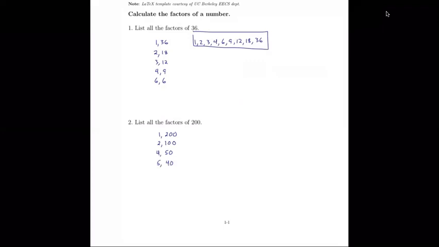6 will not divide 200. 7 will not. 8 does. 8 times 25 is the value here. We can divide 200 by 8 to get 25 if we needed that. For these later ones, that might be necessary. 9 does not divide 200. 10 does.